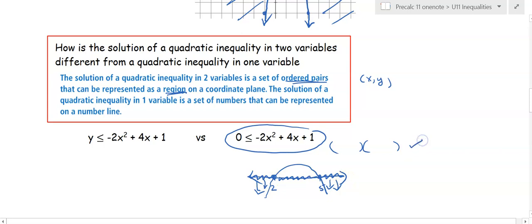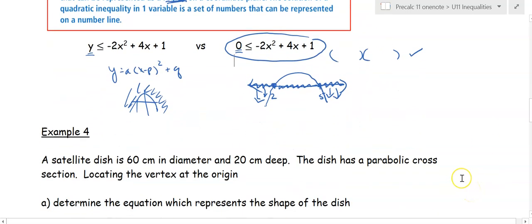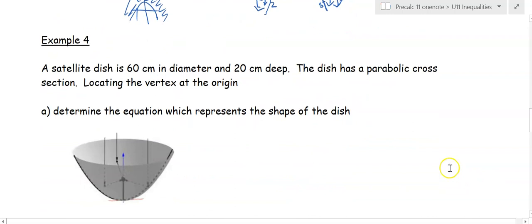But factoring is for one variable. When it's two variables, you have to complete the square. We have to put it in vertex form, right? y equals a(x minus p) squared plus q. We actually have to graph it, and we have to shade in something. So two variables versus one variable. Make sure you understand the difference. They're asking different things.